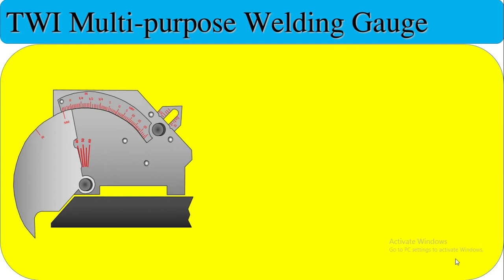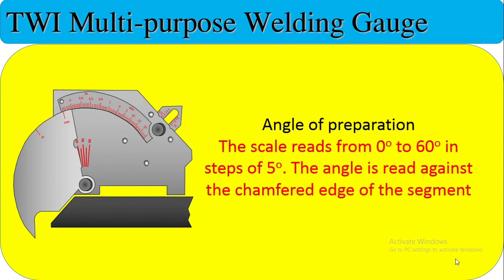You can see this is what is being checked here. This bevel angle is checked with this weld gauge. So this is the angle of preparation. You see here 40 degree, 50 degree, 60 degree angle. So you have to check the angle this way. You see here the 40 degree is here. The scale reads from 0 to 60 degree in steps of 5 degrees, meaning each step is 5 degrees. This is 50, this is 55, this is 60, this is 40, this is 45 and this is 50. So this bevel angle is 40 degree.